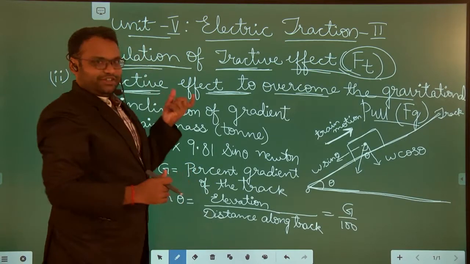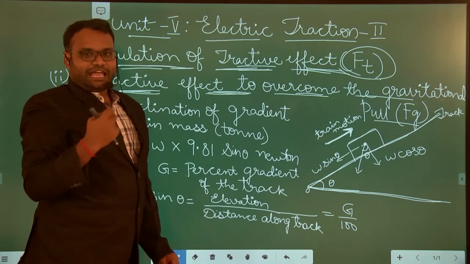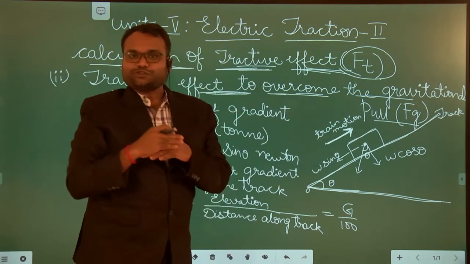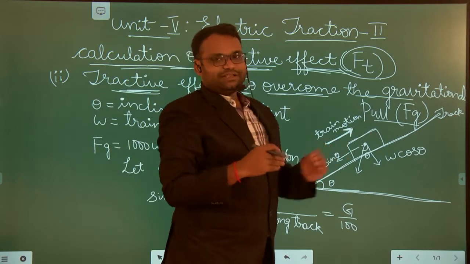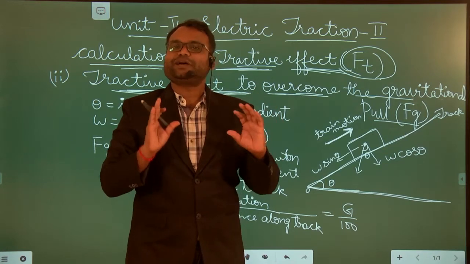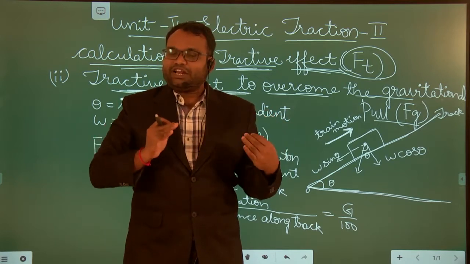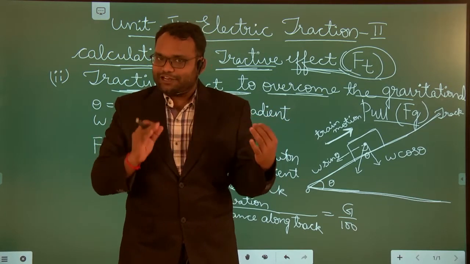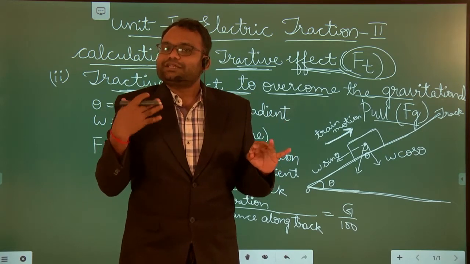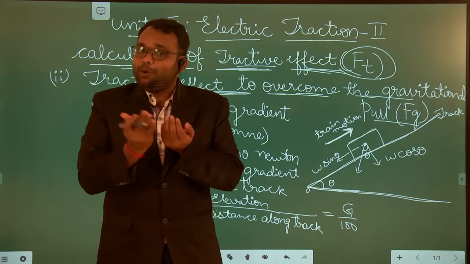The third factor in the calculation of the tractive effort Ft is the tractive effort to overcome the gravitational force or pull, that is Fg. As we discussed, the tractive effort is the force experienced by the traction motors at the axle of the wheel to overcome, first, the angular and rotational acceleration; second, the train resistance; and third, the force required to overcome the gravitational pull or force.